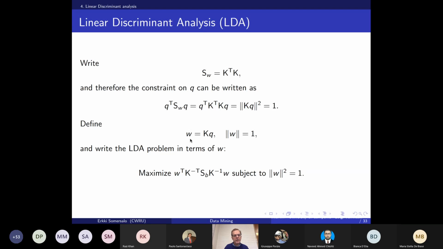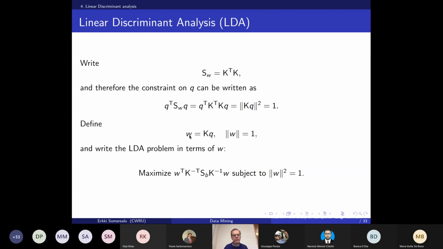And what I'm doing here, I'm defining a W vector, which is this norm 1 vector, which is equal to KQ. And so I'm rephrasing my optimization problem. Instead of using this Q, I'm using my vector W. And so the LDA problem now in terms of W can be written as follows. Maximize the expression W transpose K minus transpose. So this minus transpose here means inverse transpose.